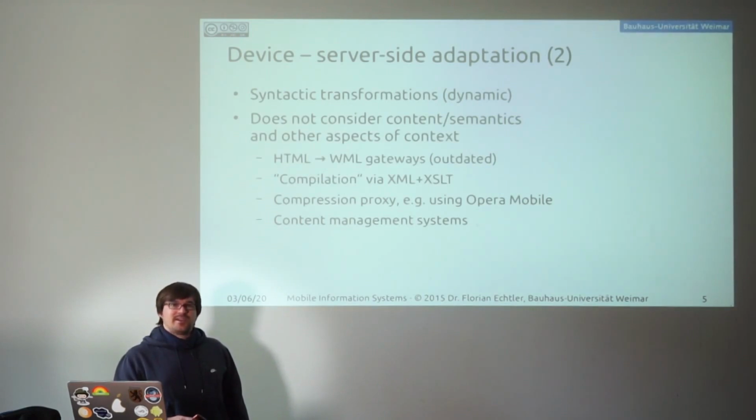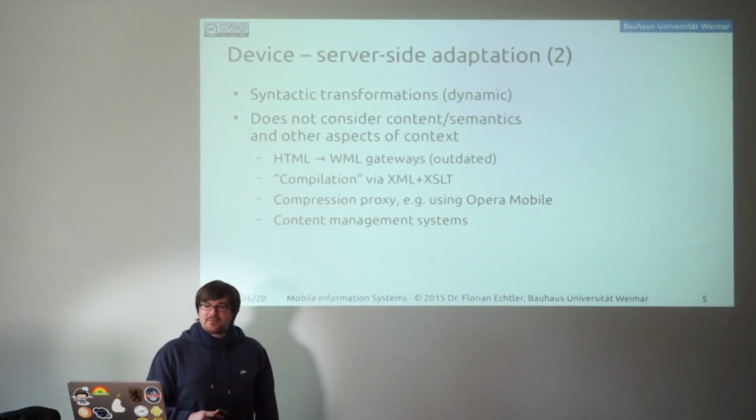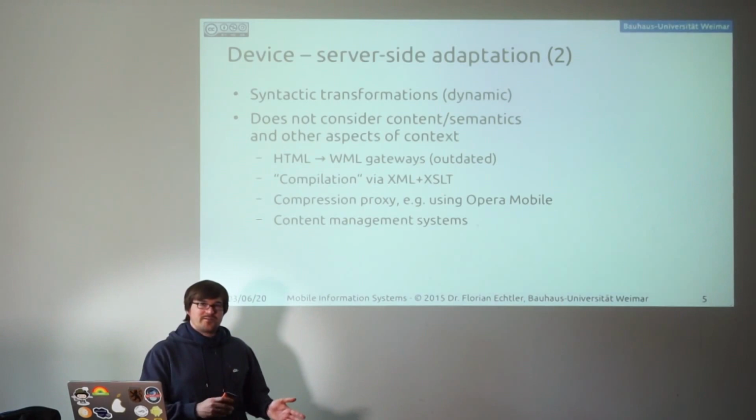So even if you try dynamic transformation of these on the server side, sometimes this is also attempted. This is also kind of only here for historical reasons.